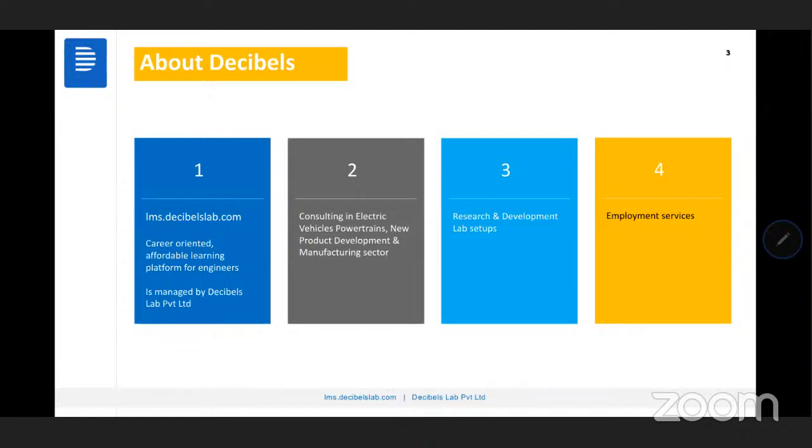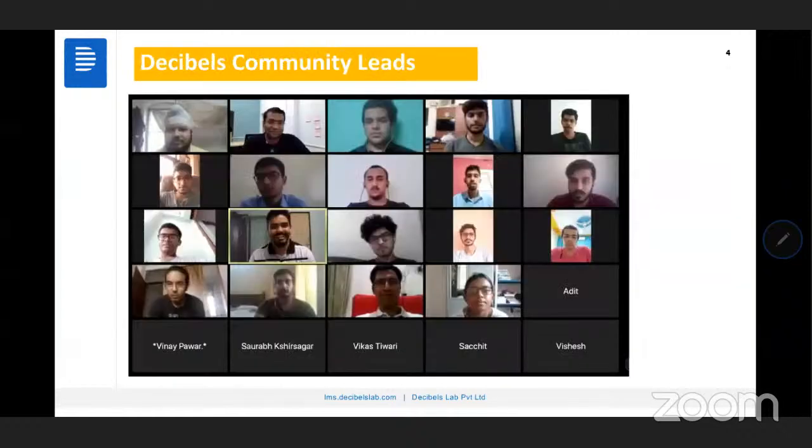That's a bit about Decibels and the four business verticals. I don't want to drag on deeper here and give less time to Venu, so I'll move on. So this is all possible.